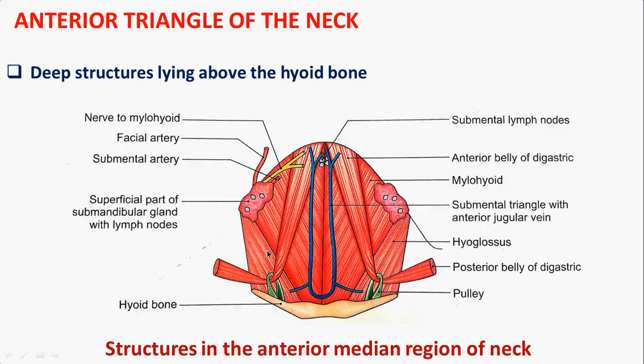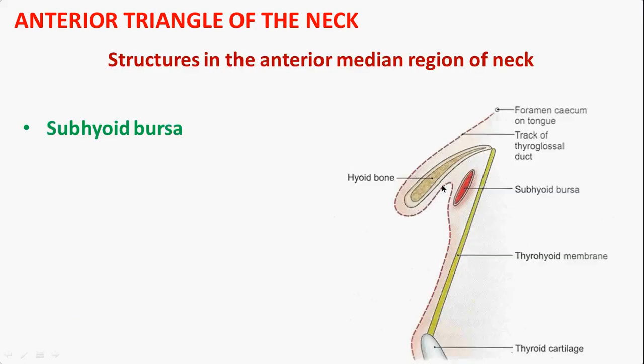This is the superficial part of the submandibular gland with the lymph node also there. In the anteroinferior part there is also the hyoglossus muscle, and below that you can see the pulley. This is the anterior belly of the digastric, and this is the posterior belly of the digastric muscle. This is about the structures above the hyoid bone. Sometimes there is also a subhyoid bursa below the hyoid bone.